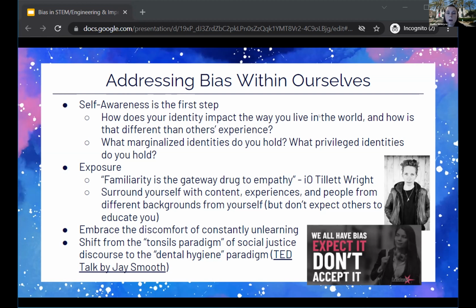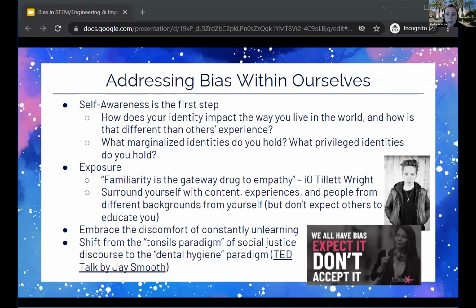So understanding what are the parts of your identity that are privileged or are minoritized, and how does that impact you, right? Just that self-awareness is a really good first step. And then where you run into those differences, where you run into meeting someone who has a different identity than you that you've never interacted with, I love this quote by Io Tillett-Wright, which is, familiarity is the gateway drug to empathy. So a lot of times when we don't know what it's like to, for example, be trans like Io is, understanding more about that identity and making more friends with trans folks can help us really understand it more and be able to advocate for those people better in certain spaces like the STEM space.